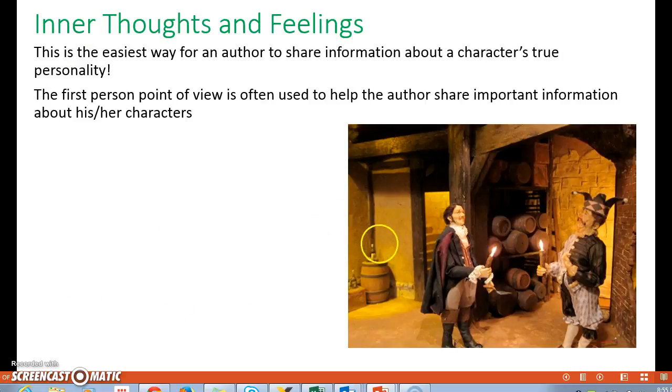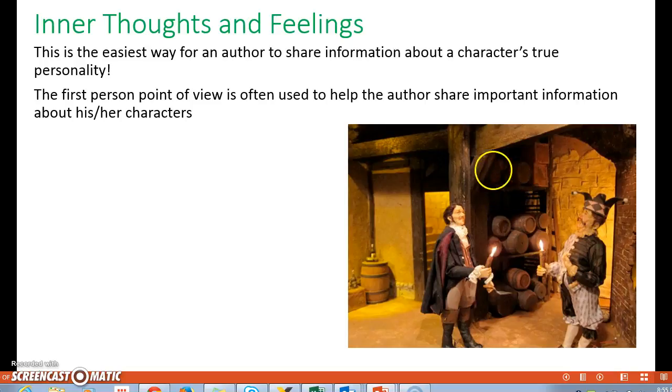Inner thoughts and feelings are also really, really important. It's a very easy way for an author to share information about a character's true feelings and their personality when we can get into their head. Let's look at this picture here. So this is from the Cask of Amontillado, which we read a week ago. And that's told in the first person point of view of Montresor.